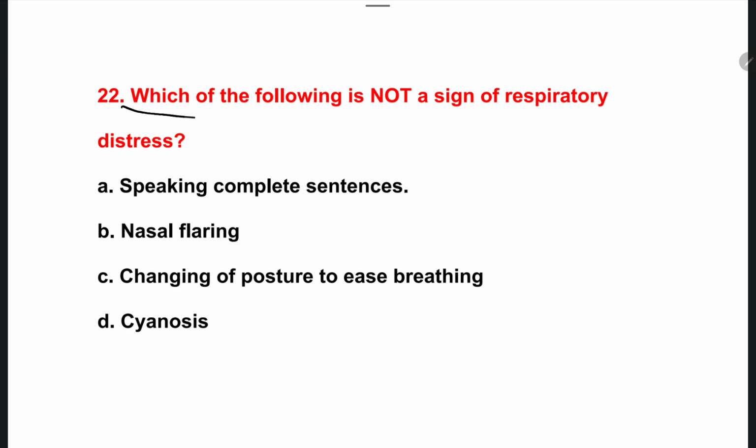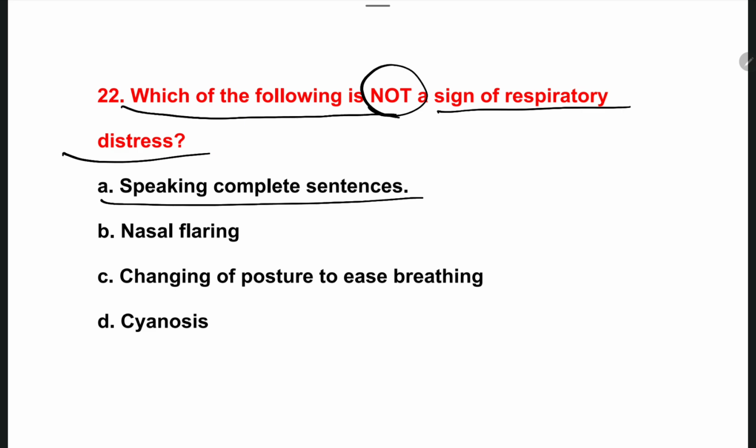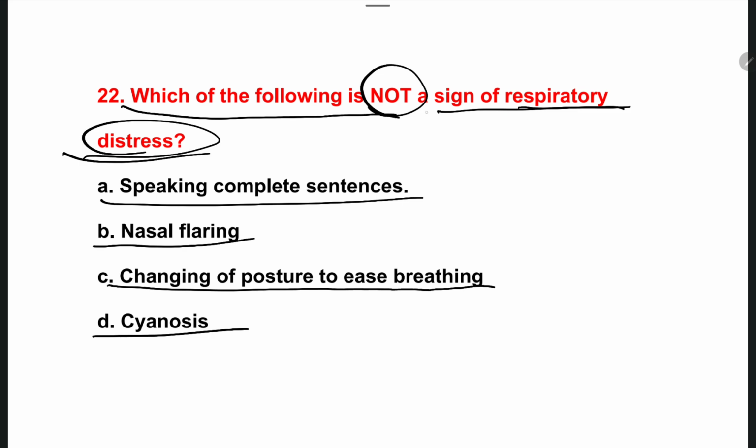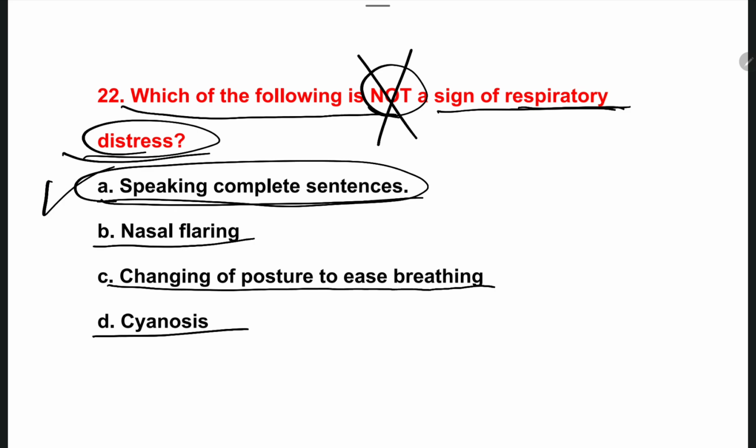The next one is, which of the following is not a sign of respiratory distress? Options are speaking complete sentences, nasal flaring, changing of posture for easy breathing, and cyanosis. So which is not a sign of respiratory distress? Understand the question: not. The right one is option A. When a person is having respiratory distress, he cannot speak complete sentences.